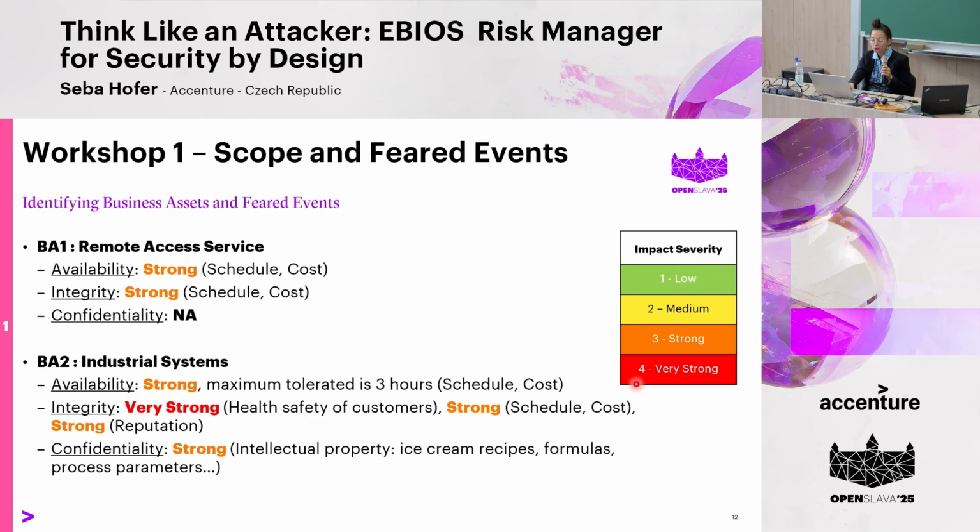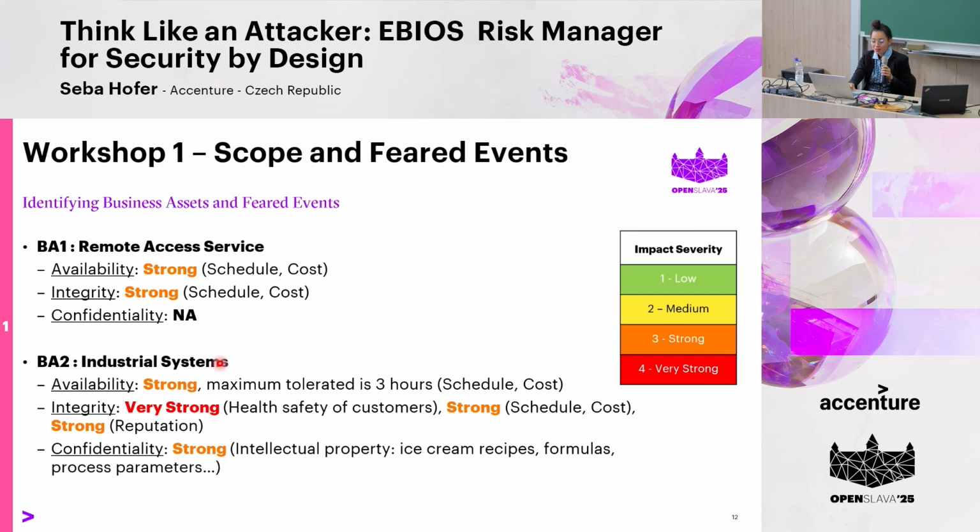Like 1 low, 4 it's very strong. So when we do this exercise with the client, usually they give very detailed answers, with numbers in terms of cost and stuff like this. Here, it's just an example. So here, for the remote access service, the availability is going to be strong because it will have an impact on schedule and cost. Integrity is basically, if the configuration is compromised, it's going to be the same impact as the availability because the system will be down. And confidentiality, there's nothing to steal, no information in this remote access service by itself, so it's non-applicable.